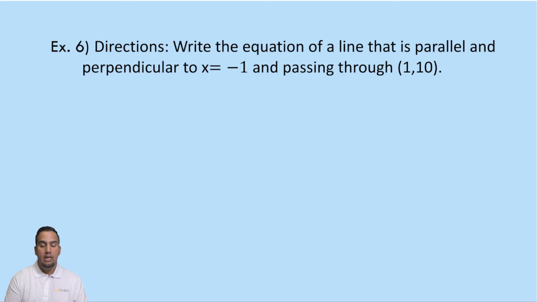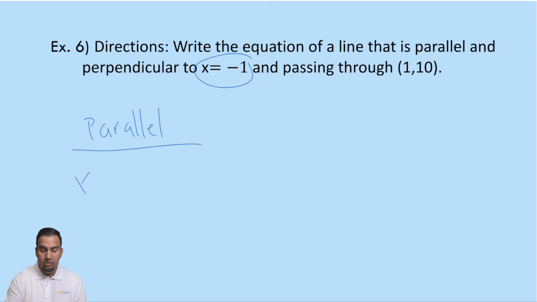Okay, so in example 6, it says write the equation of a line that is parallel and perpendicular to x equals -1 and passing through (1, 10). So we're going to go, okay, we could graph it, but we're not. We're going to go straight to what parallel represents. Parallel means that it's going to be the same as the equation that's given to me. It's x equals -1. So because it's the same, I know that parallel means my answer is going to be x equals, but not to -1, because that'd be the same line. It has to pass through the point they gave me, which is (1, 10). So it's going to be x equals what number? X equals 1. Why 1? Because that's the x coordinate. Don't forget, this is x and this is y. So my answer would be x equals 1.